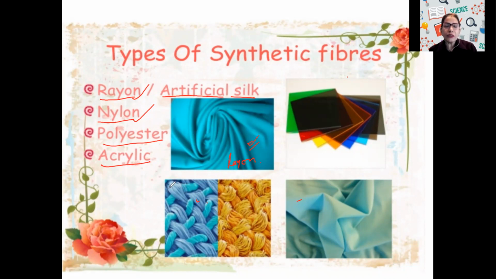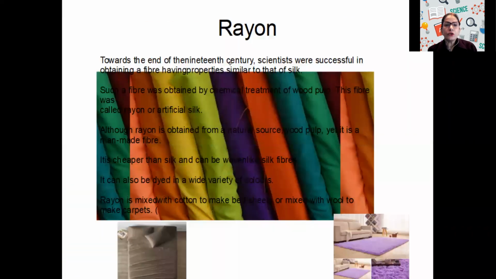So what are the synthetic fibers? Nylon, rayon, then acrylic and polyester. So let us go and see about each of them. So we'll first study about rayon. What is rayon? Rayon is a synthetic fiber that we have done.